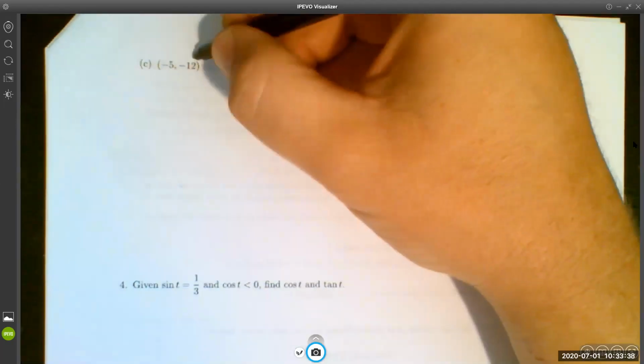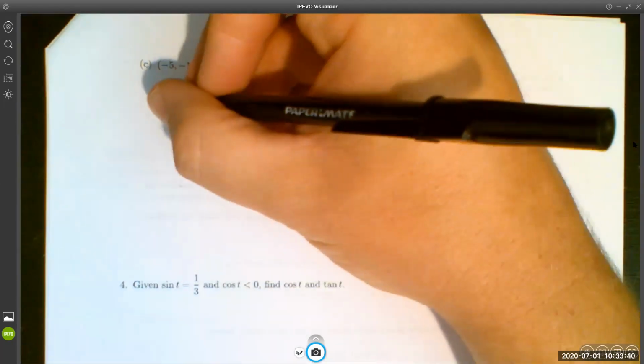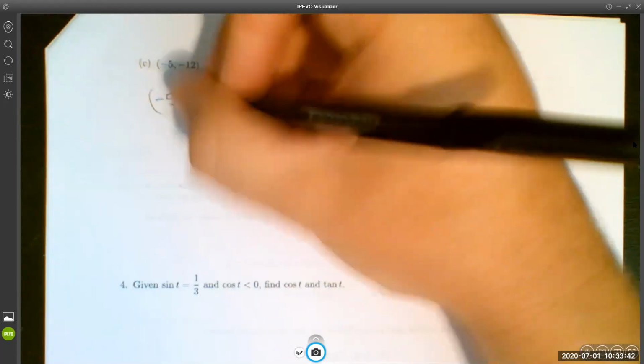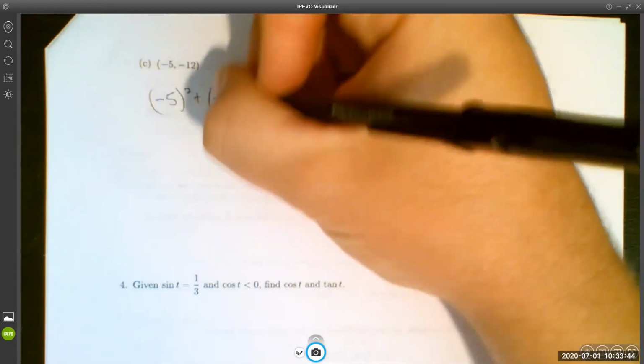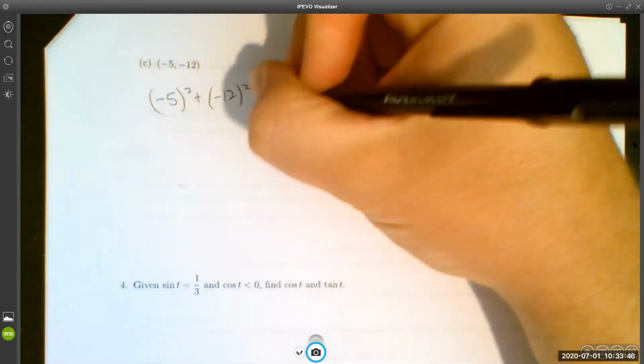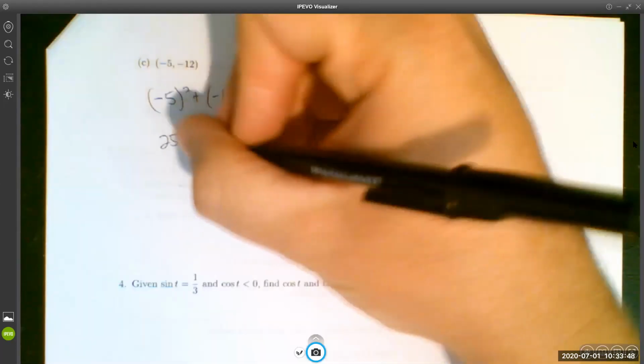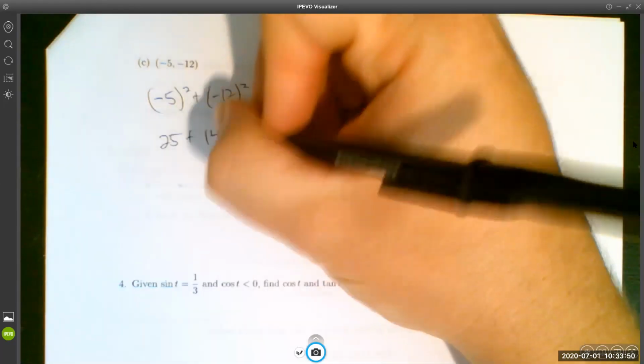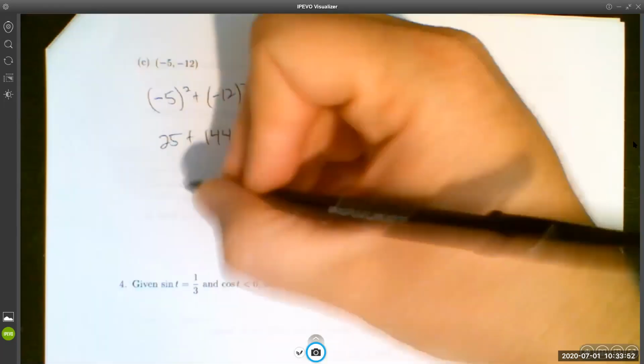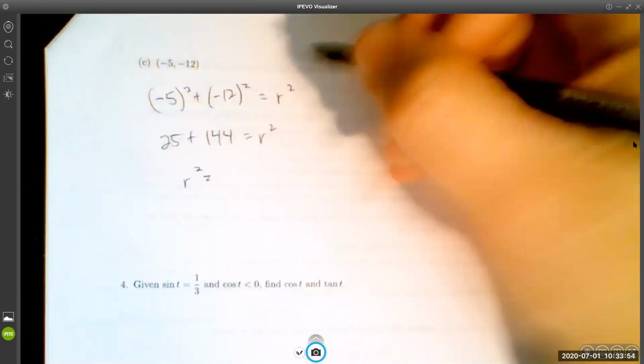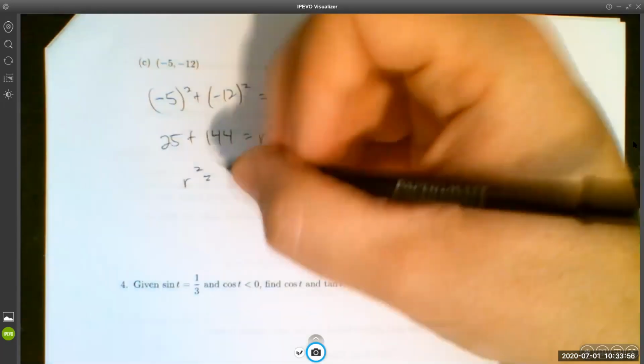This is x, this is y. To get r, I'm just going to say x squared plus y squared equals r squared, right? 25 plus 144 is r squared. That means r squared is 169. So r is going to be 13.